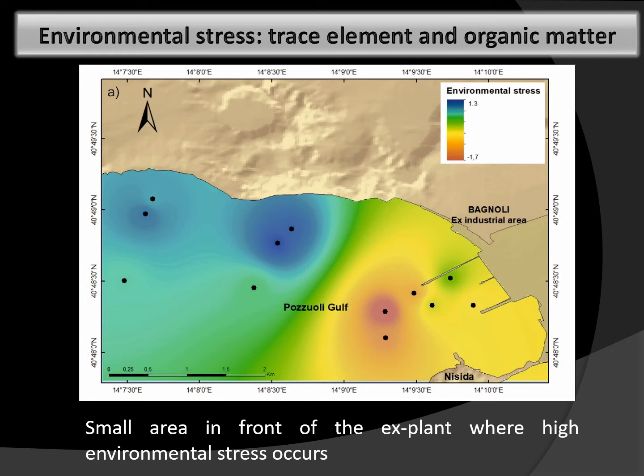The environmental stress can be considered as a single parameter that summarizes the pollution load index and the total organic carbon distribution. The plot of this index shows that there is a small spot at 40 meters of depth in front of the former plant where the environmental stress is quite high. It is also possible to see a separation between the external samples and the internal ones. In the external samples far from Bagnoli, the environmental stress is much lower.